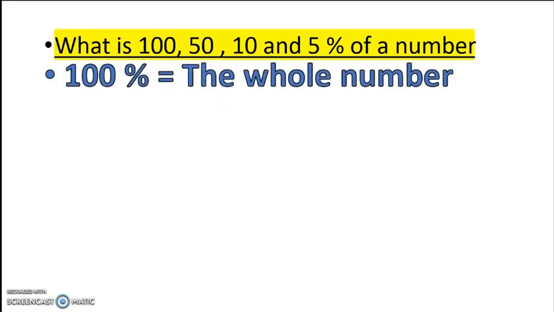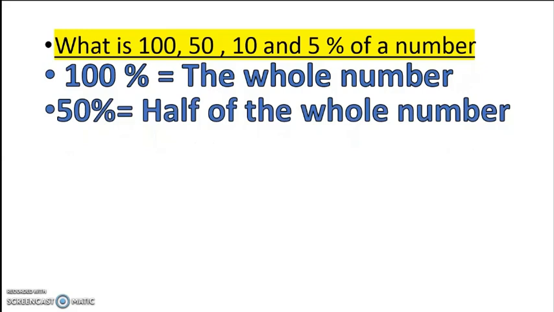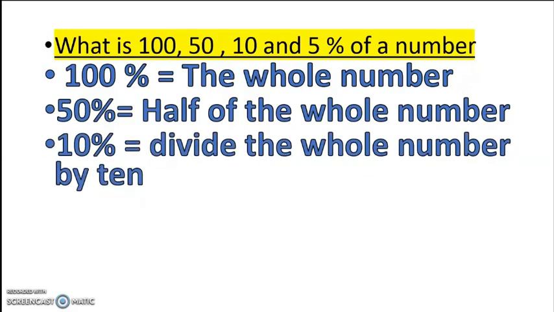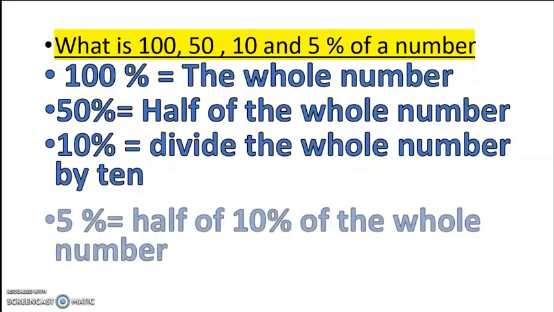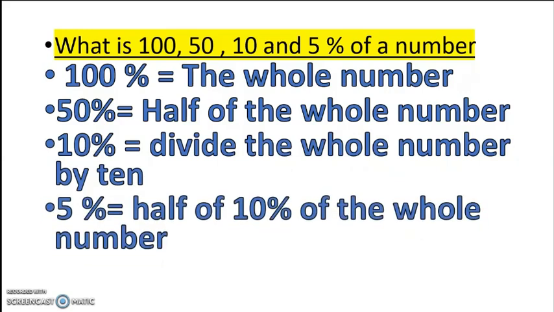100% is the whole number. 50% is half of the whole number. 10% is divide the whole number by 10. And 5% is half of 10% of the whole number.